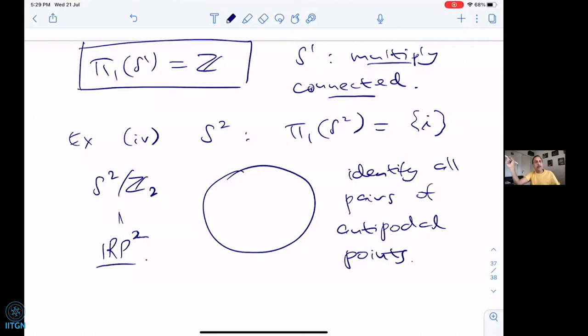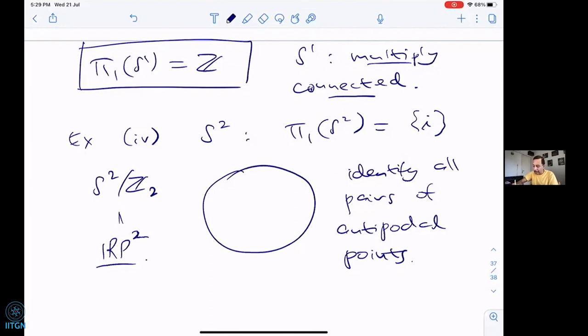So if I just want to count the space of rods, I can't say that that's equivalent to the space of all points on the sphere. It's only equal to half the points on the sphere, because if I take the rod this way or I invert it by 180 degrees, I get the same rod back. Okay, it's an unoriented rod. So it's like the space of lines. Projective space is a space of lines.